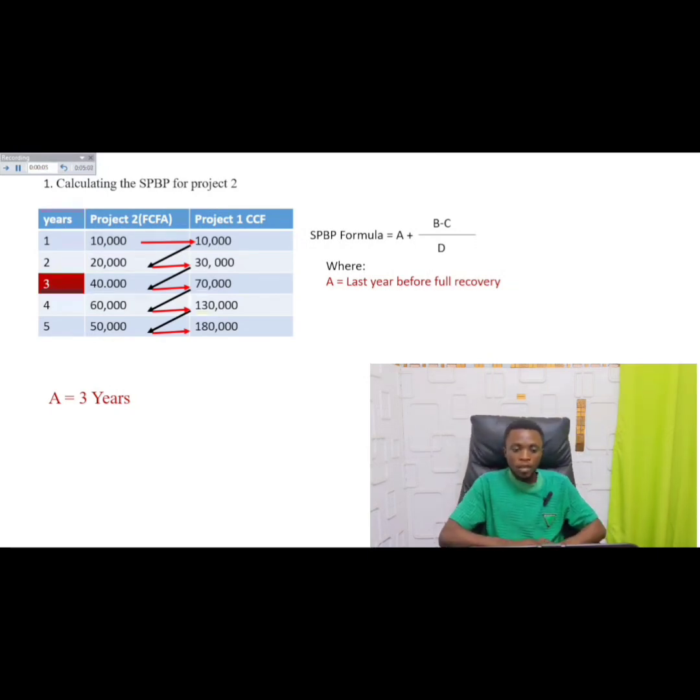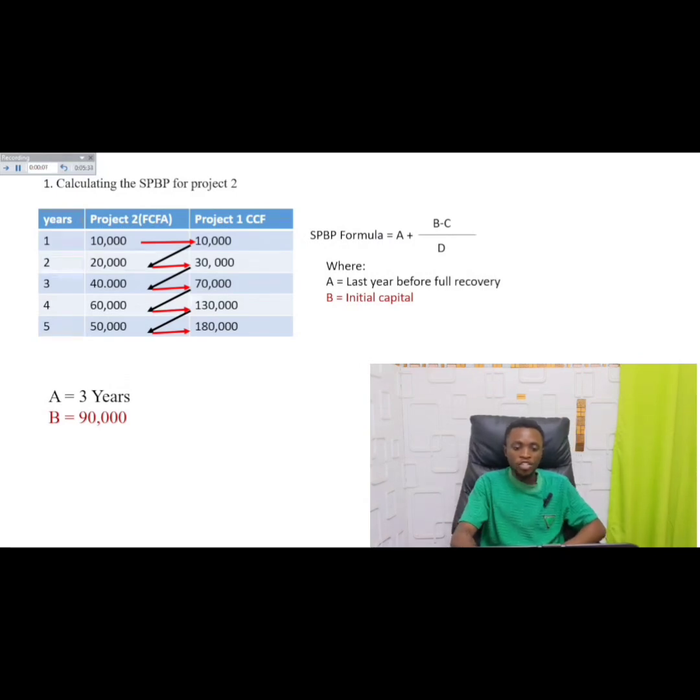Now, the year before full recovery is year 3, because going to year 4, we are going to recover our initial cost of capital, which is 90,000 francs. So if in year 4 the cumulative cash flow is showing 130,000 francs, it means before year 4 we already realized our initial cost of capital, but year 3 was not realized. So the year before full recovery is year 3.